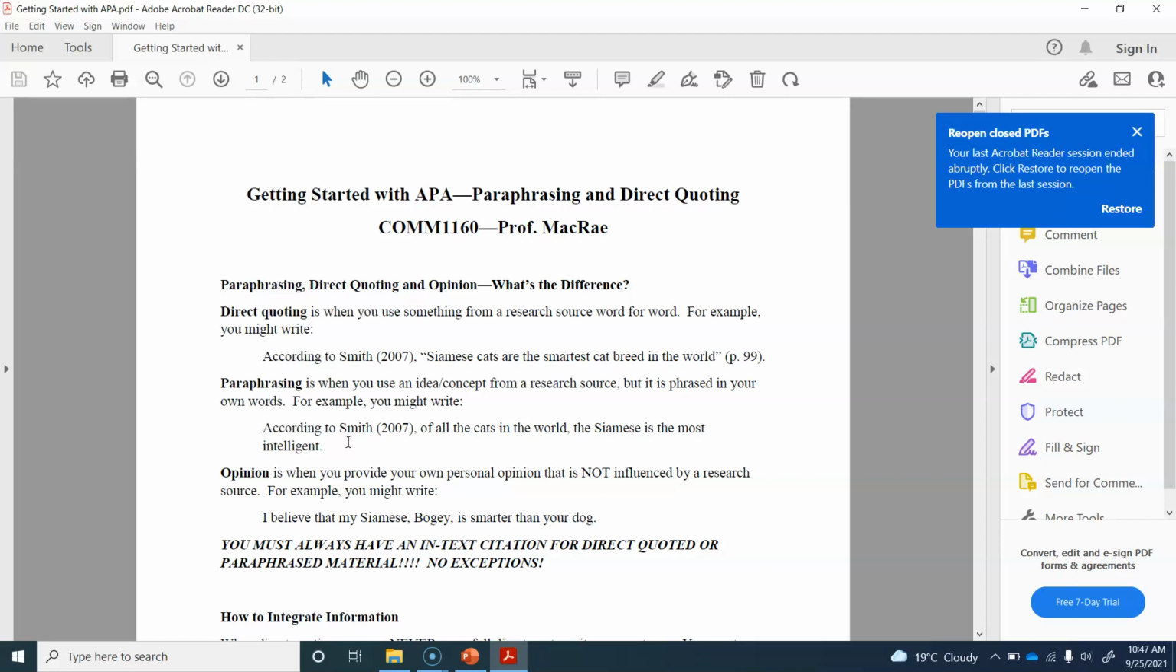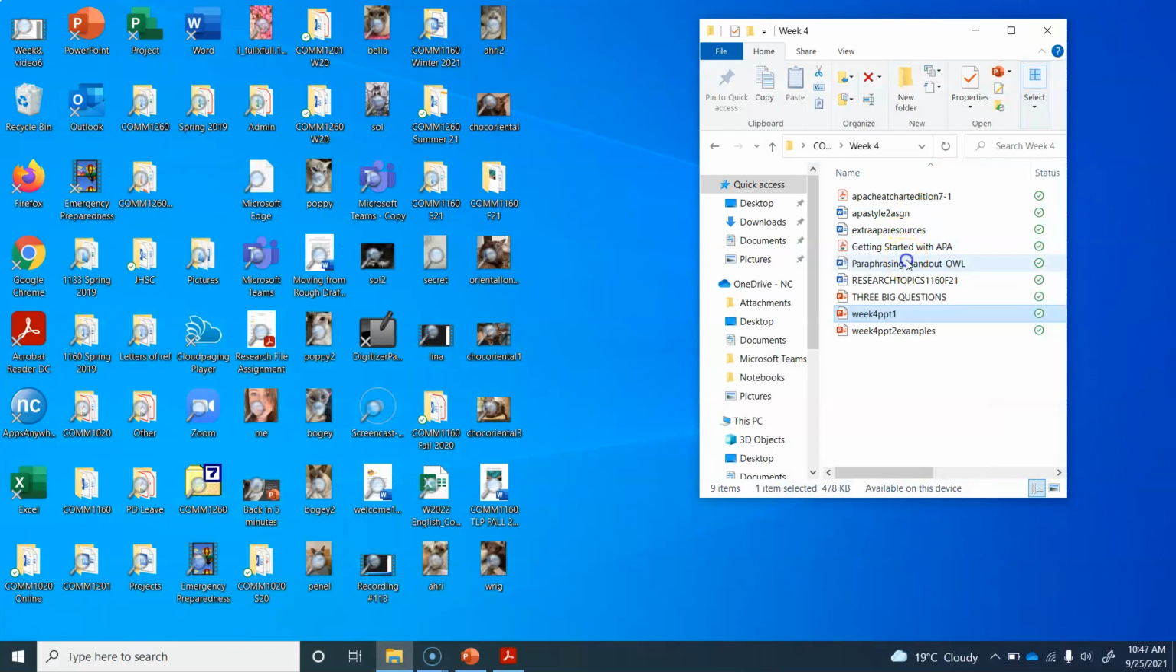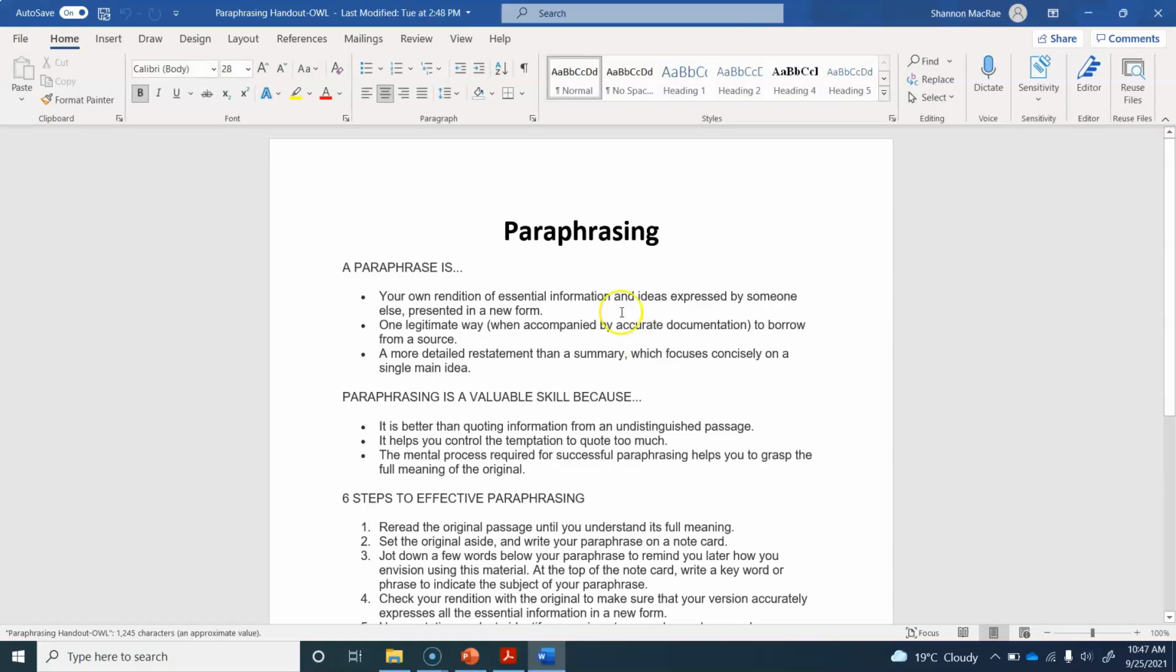If we're paraphrasing, we do still need to give credit to the original author or authors as we're writing. And that's where the APA in-text citation stuff is going to come in. So we'll cover exactly how to do that. But for now, just focus on the difference between direct quoting and paraphrasing. I am also going to give you a little handout about paraphrasing so that you can review what paraphrasing is. Okay, it is a very valuable skill. And again, 95% of your writing will be paraphrasing.